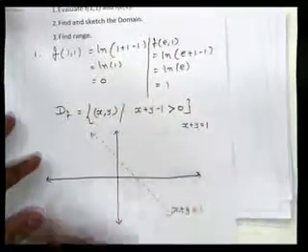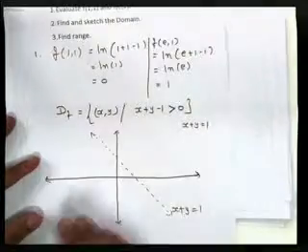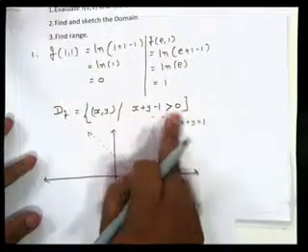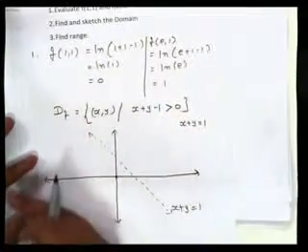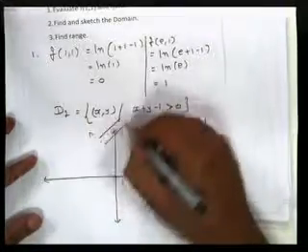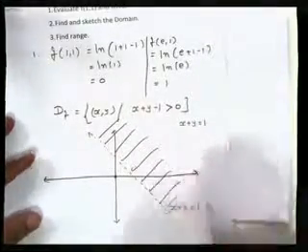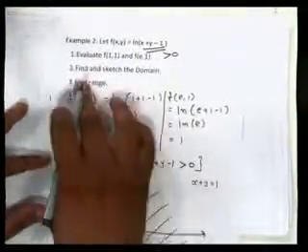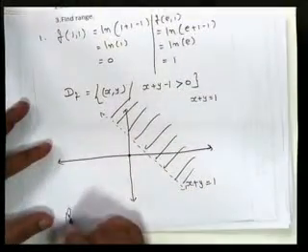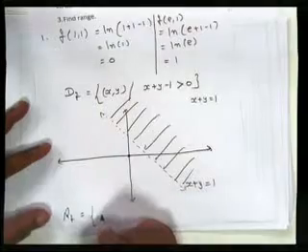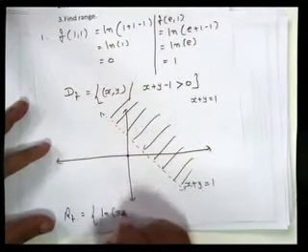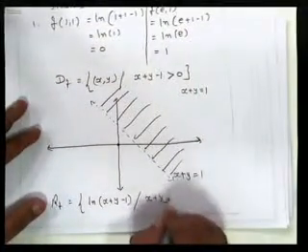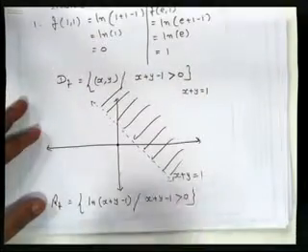Now this line divides the plane into 2 parts. If I put the origin 0 0, then minus 1 is not greater than 0, so this part is not in our domain, and the upper part is in our domain. So this is the sketch of the domain. Now the third question is to find the range of this function. So the range of f is log of x plus y minus 1 such that x plus y minus 1 is greater than 0.